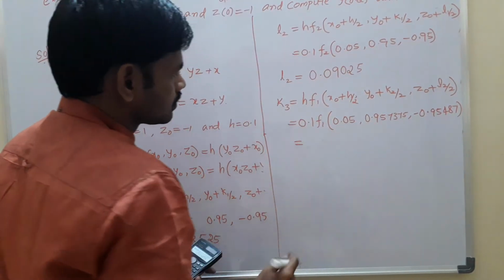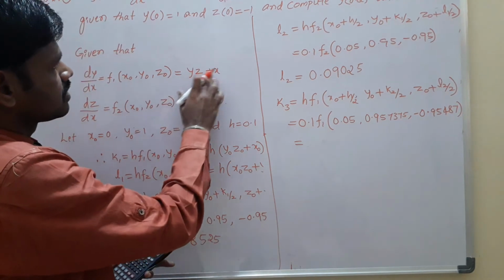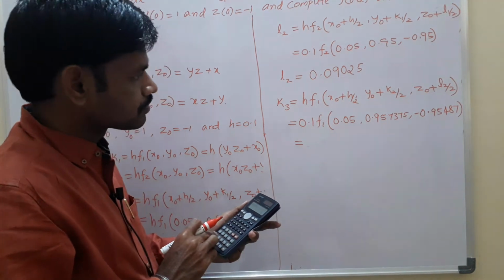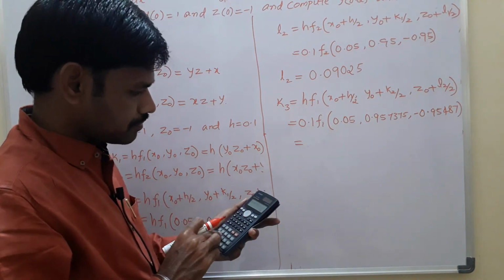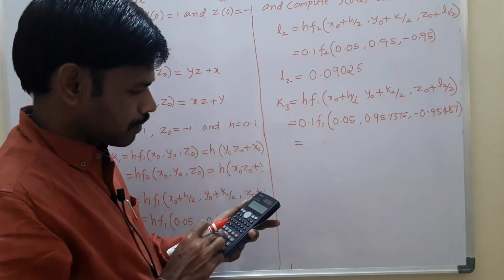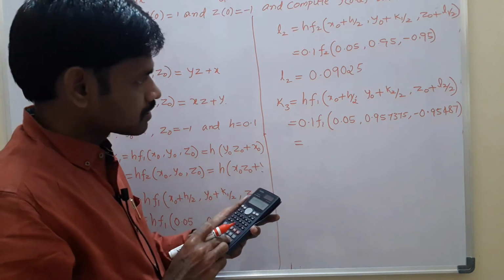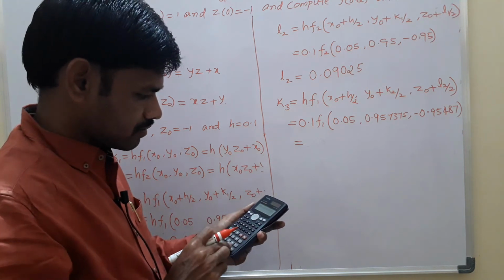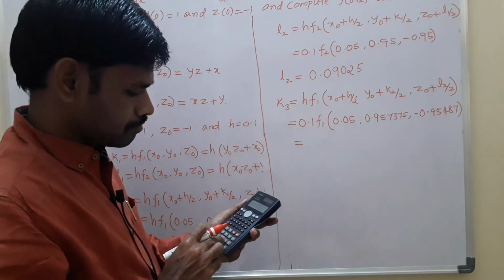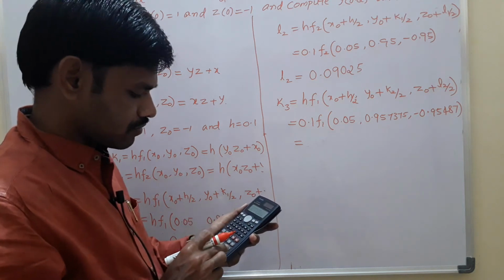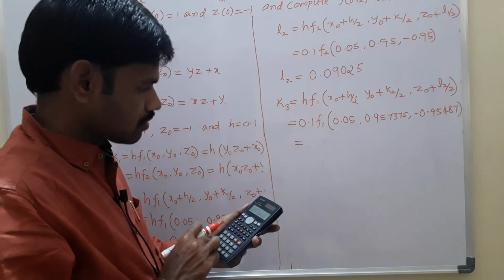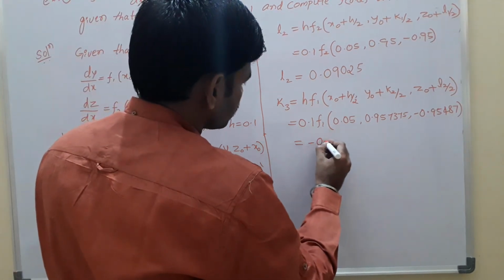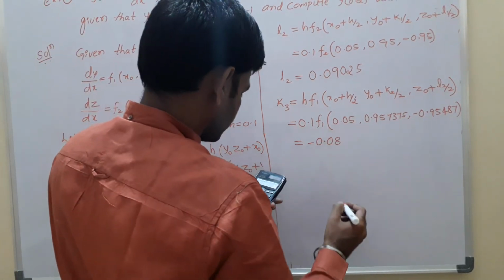That is equal to, so this is the first function yz plus x. So y is 0.957375 into minus 0.95487 plus 0.05, into 0.1. So we get minus 0.08641.